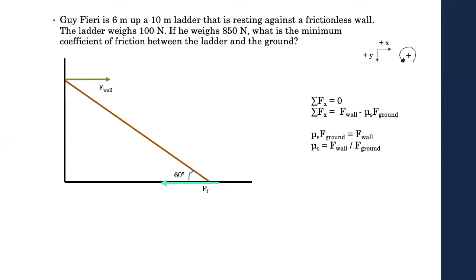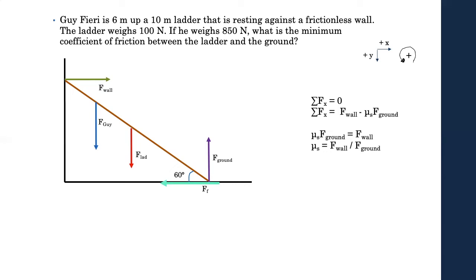We can isolate for the coefficient of friction because that's what we're looking for. However, we don't have either of these forces. We have to figure them out to be able to find the coefficient of friction. So let's look in the vertical direction. We have in the blue line, that's Guy Fieri. I described that he's 6 meters up the 10-meter ladder, so he's a little past the halfway point.